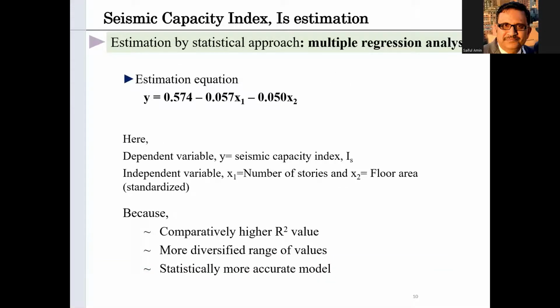To develop the seismic capacity estimation equation, a statistical approach, multiple regression analysis, has been used. Among the IS values of the 580 buildings, 82 buildings were the pillar for developing the estimation. The estimation equation has been developed with available information of buildings to ensure citywide applicability, along with the data we received from working group 2.